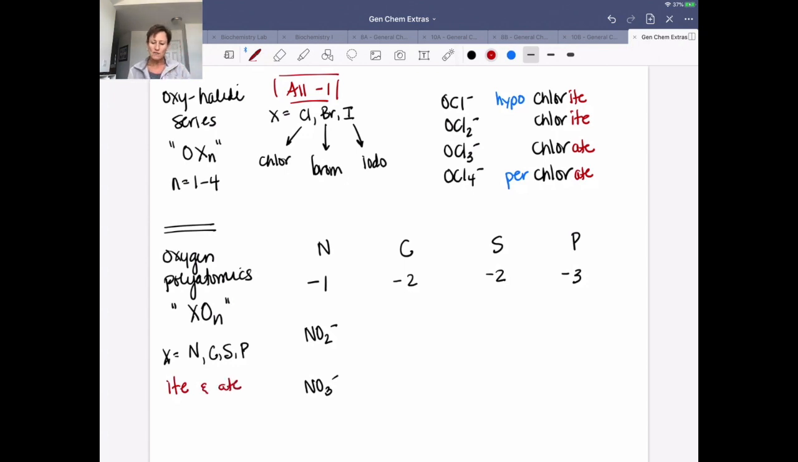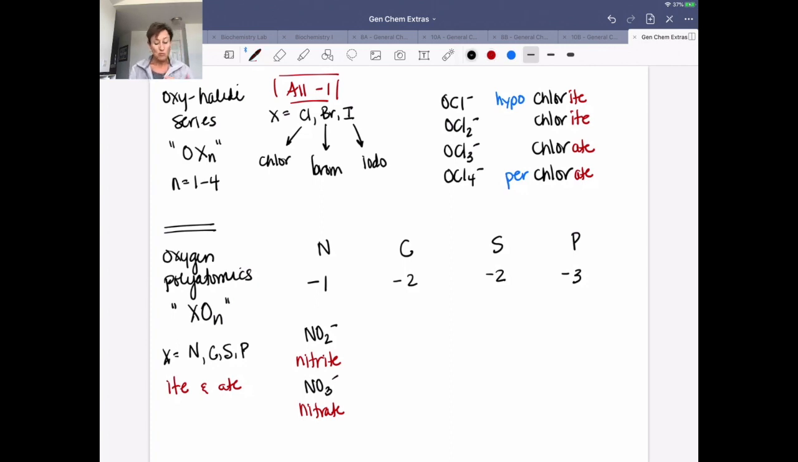And like we saw for going through the oxygen halogen series, if there are 2 possibilities, the ate is going to be for the one with the higher number of oxygen atoms. So in this case, we're going to have the first one be nitrite, and the second one is going to be nitrate. Okay, so I hope you see that pattern. The thing that you do need to remember is that all of the nitrogen oxygen ones are -1, and that the 2 flavors that we have are 2 and then 3 oxygen atoms.